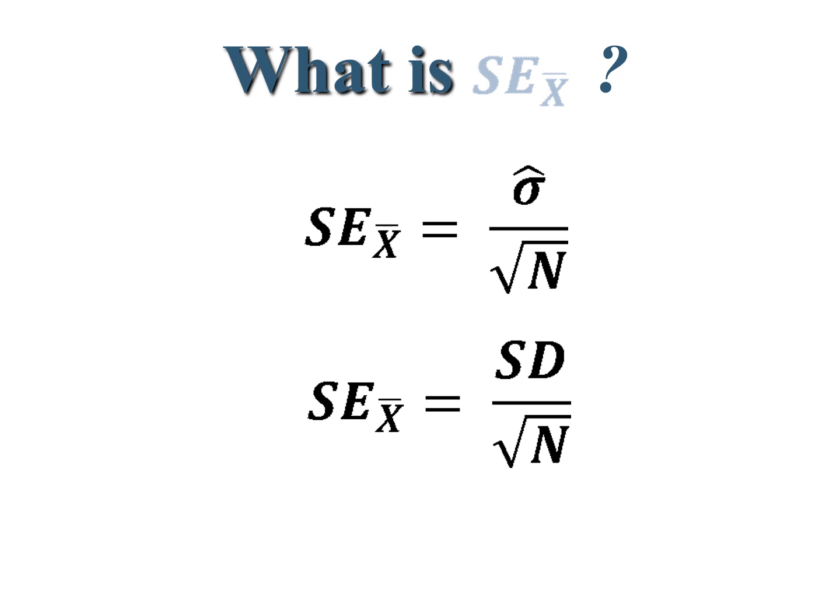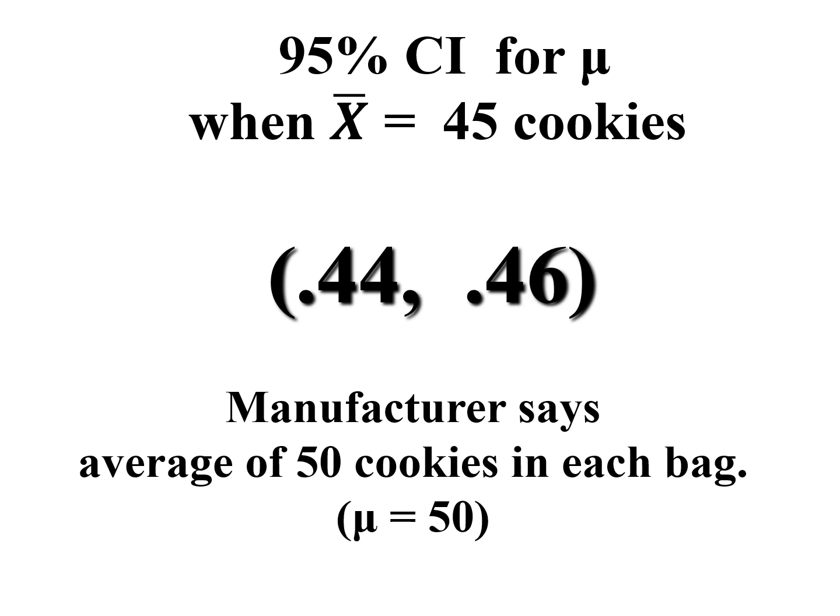After you calculate the standard error, then all you have to do is plug this value into the formulas for the confidence interval. So we did this with an example involving bags of cookies and found that the confidence interval for mu was 0.44, 0.46. That is, we can be 95% confident that mu, the number of cookies per bag in the population, is between these two numbers. The manufacturer's claim that there are an average of 50 cookies per bag does not seem likely to be true.